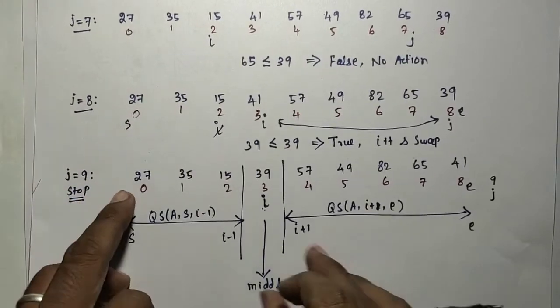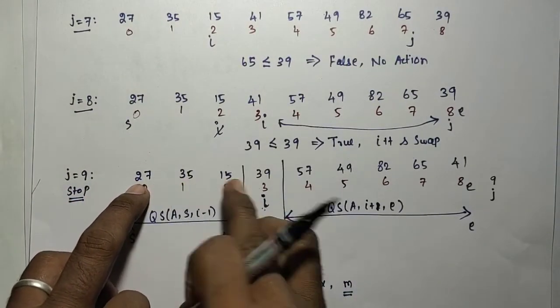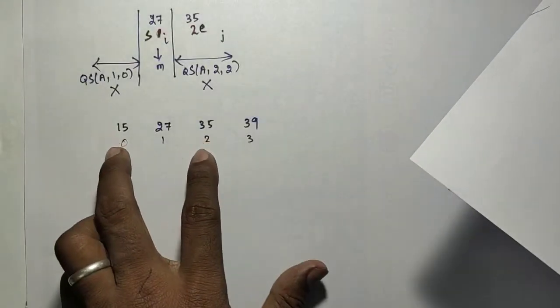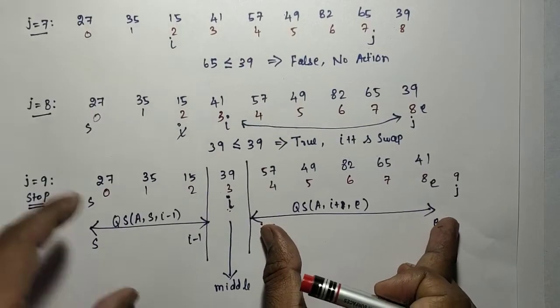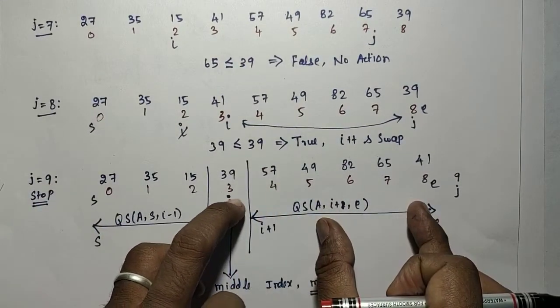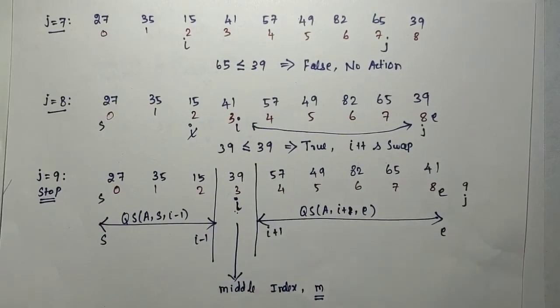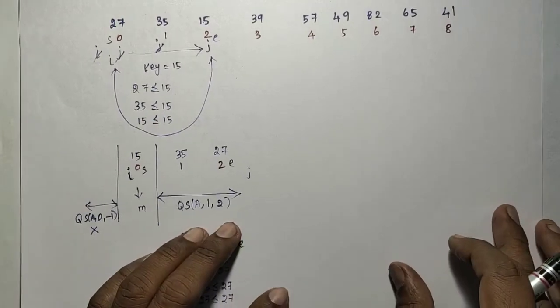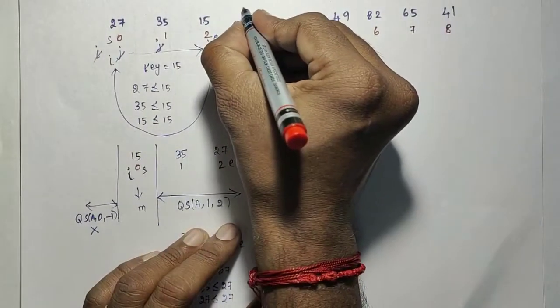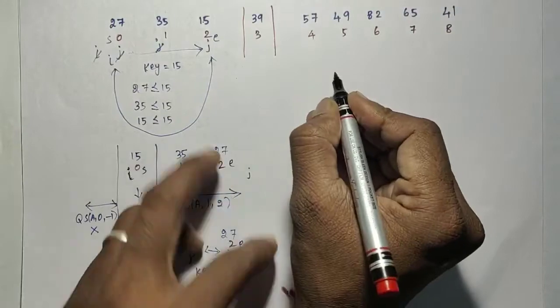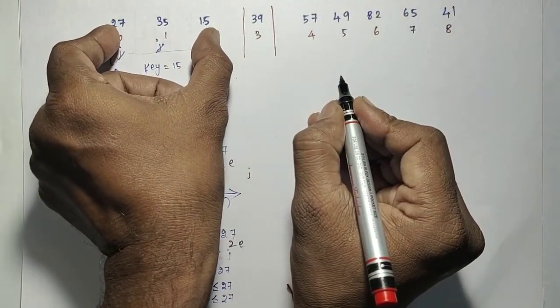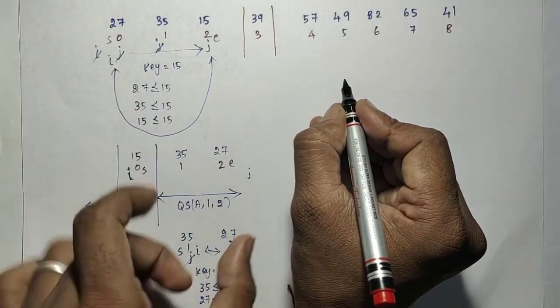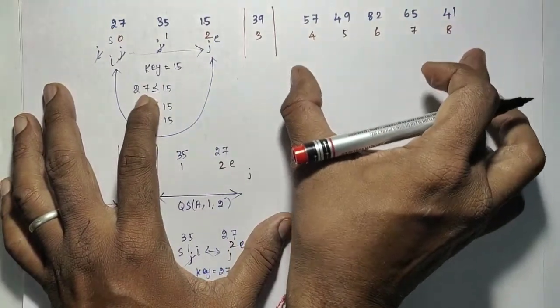We have applied the quick sort for 27, 35 and 15, so that this is getting sorted. Already 39 is sorted. Now I need to apply the quick sort for the second half. Okay, so we will write the second half. So now we will apply the quick sort for the second half. This is already sorted. Okay, 39. How to apply the quick sort for this half we have explained. So now how to apply the quick sort for this one.